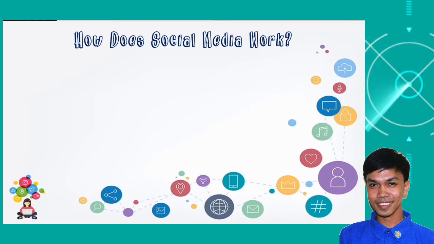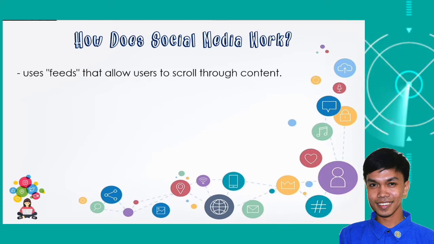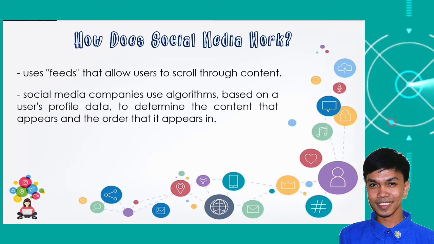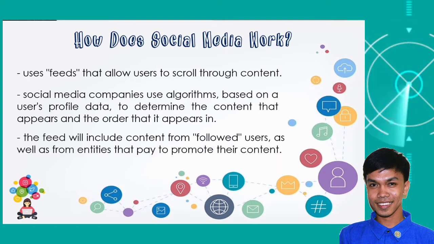Social media often uses feeds that allow users to scroll through content. Social media companies use algorithms based on a user's profile data to determine the content that appears and the order that it appears in. The feed will include content from followed users as well as from entities that pay to promote their content.